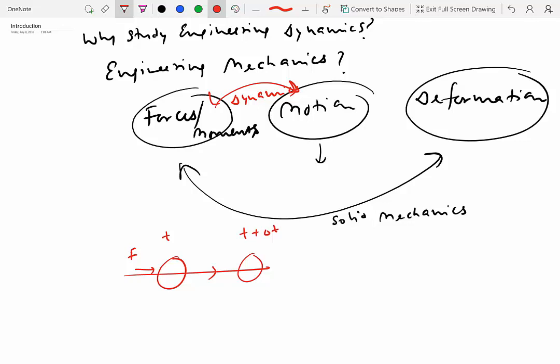At the same time, you also want to know if an object has a certain motion, what kind of forces can result from that motion. So if this object went ahead and at some point it crashed against the wall, what would be the forces that this object would experience as a result of the change in momentum. And that's what really engineering dynamics is about.